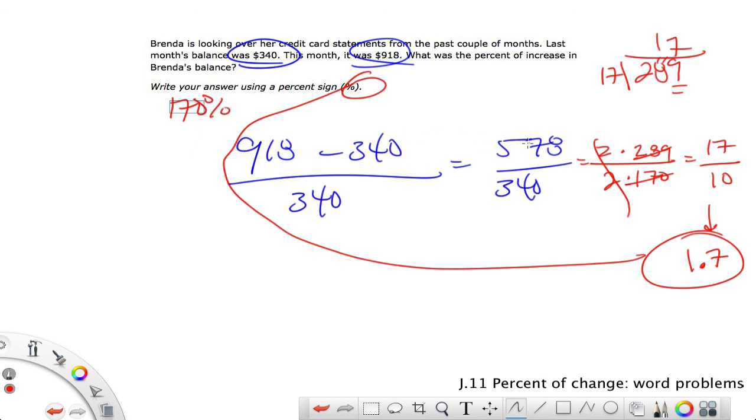So again, find the difference, do some reducing. In this case, we need to do some short division. And once you get a decimal, if you're looking for the percent, use the right conversion to get 170%. But notice that this is pretty close to twice as much. If we were to add 680, which would be actually twice as much, we'd be in the thousands. So that's a pretty reasonable answer.